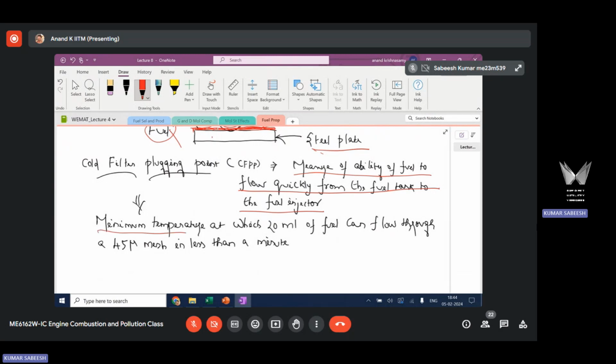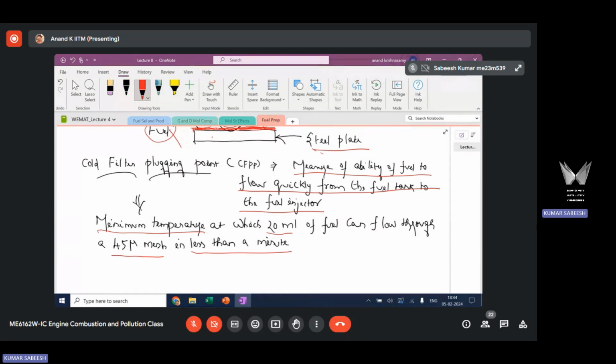In that, they will reduce the temperature of the fuel and check whether a finite volume, 20 ml of fuel, can quickly flow through a 45 micron mesh. Typically, they are simulating a fuel filter. They are simulating a flow of fuel in an actual vehicle by having this setup. They allow a finite volume of fuel through a filter of 45 micron mesh, and they check whether the fuel can flow quickly through this mesh. The time should be less than a minute.